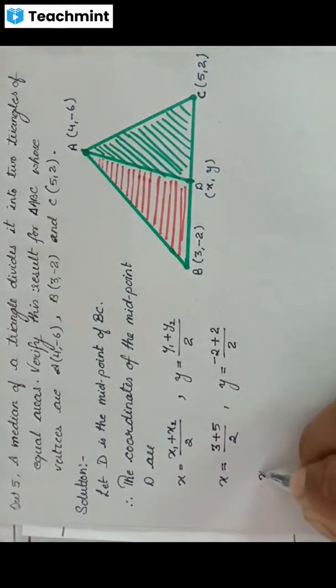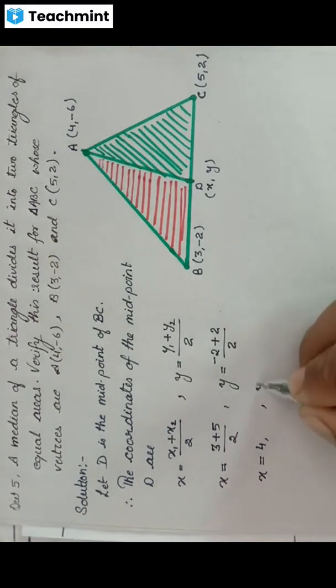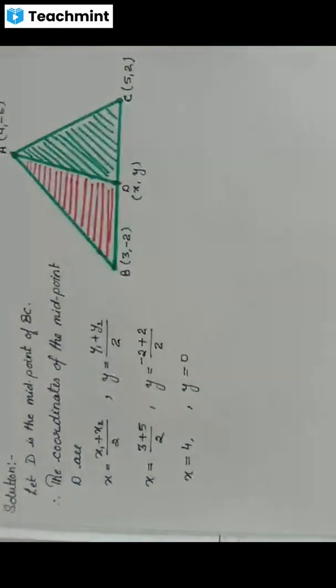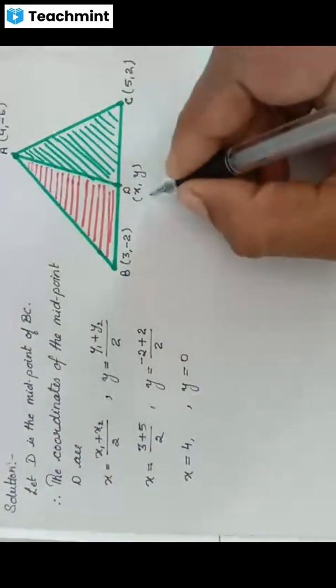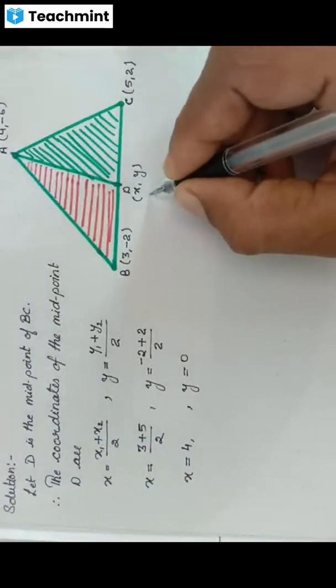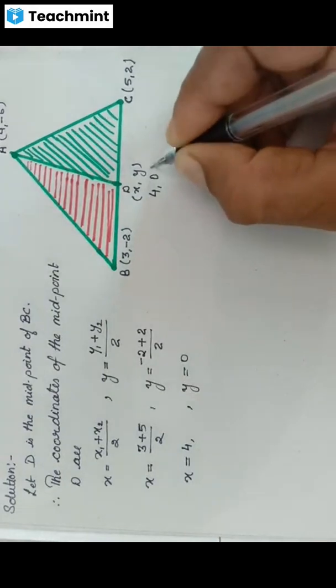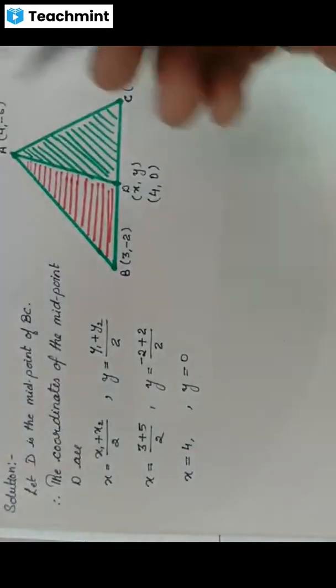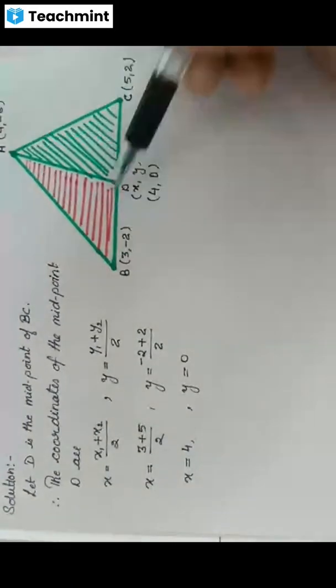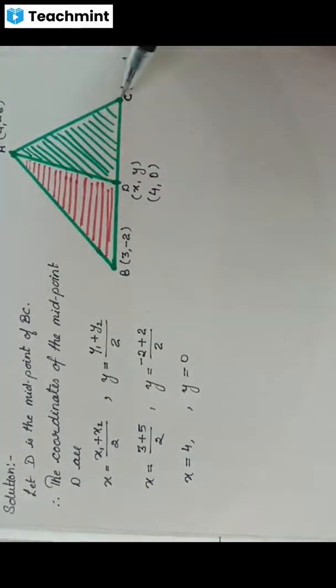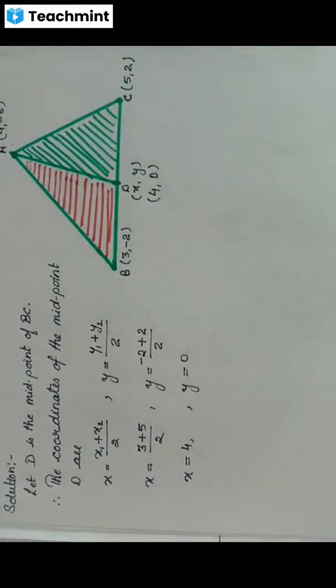So x is equal to 8 upon 2, so it is 4, and you will get y is equal to 0. So we have the coordinates here; I am going to mention them: x is 4 and y is equal to 0. It is clear. Now we have two triangles, ABD and ACD, and we have to prove that the areas of both triangles are equal.